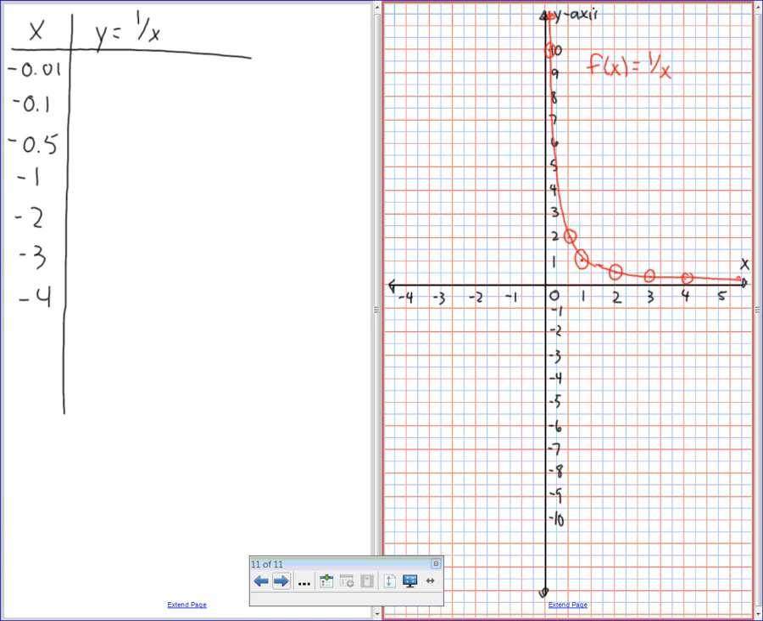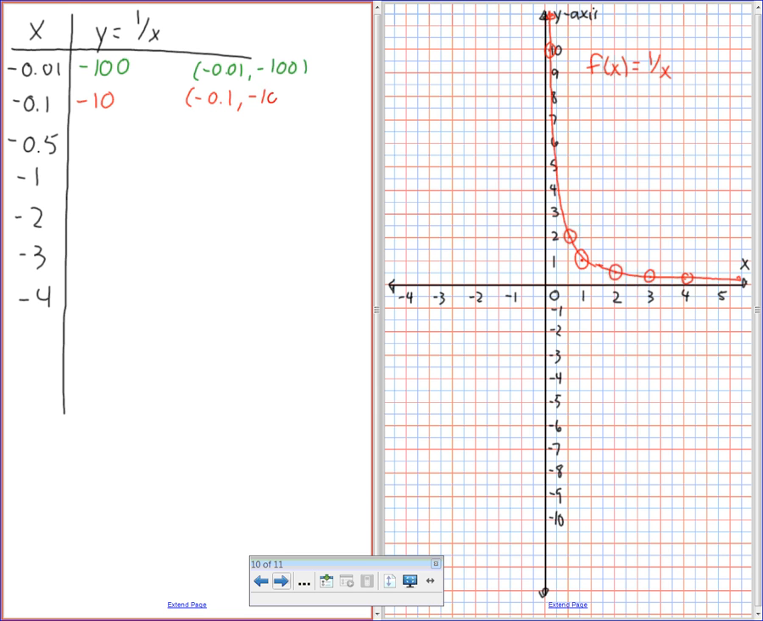All right, let's do the negatives. Negatives will be the same thing but backwards. 1 over negative 0.01 should be negative 100. So that should be negative 0.01 and negative 100. Negative 0.1 should be negative 10. So that should be negative 0.1 and negative 10. Negative 0.5 should be negative 2. Negative 1 should be negative 1. Negative 2 should be negative 0.5.